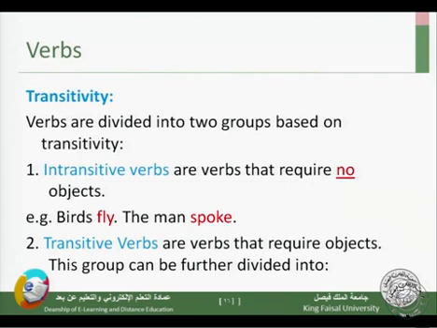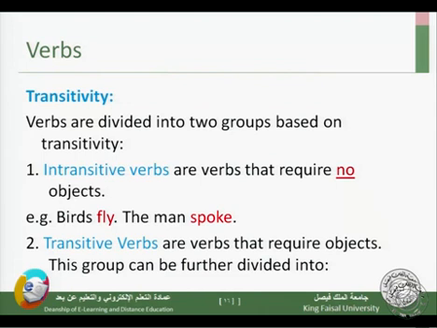If you look at the example, birds fly. You notice the verb fly. There is no object after this verb, so it doesn't take an object. So fly is an intransitive verb. This is a full sentence and it doesn't require an object.